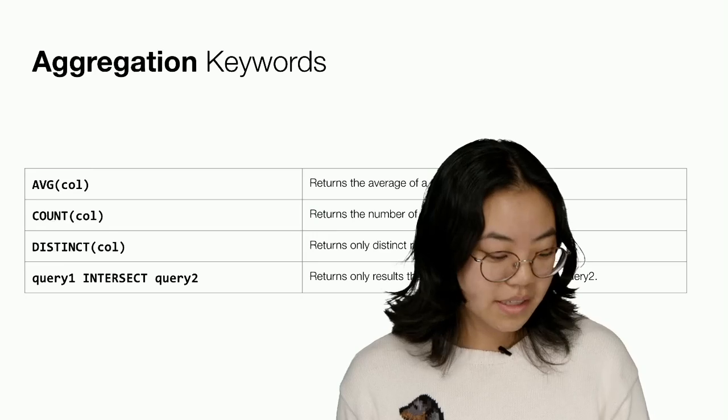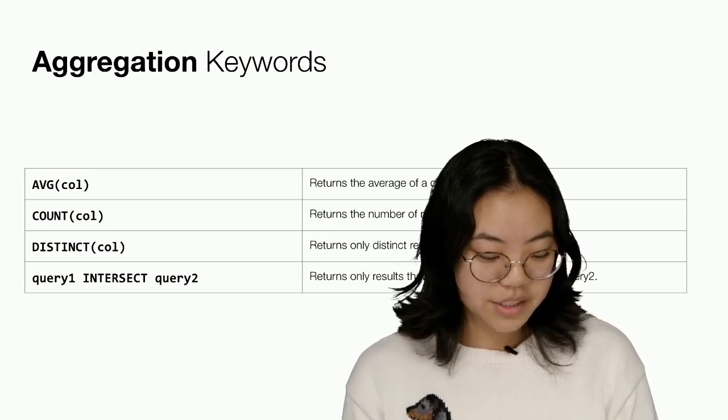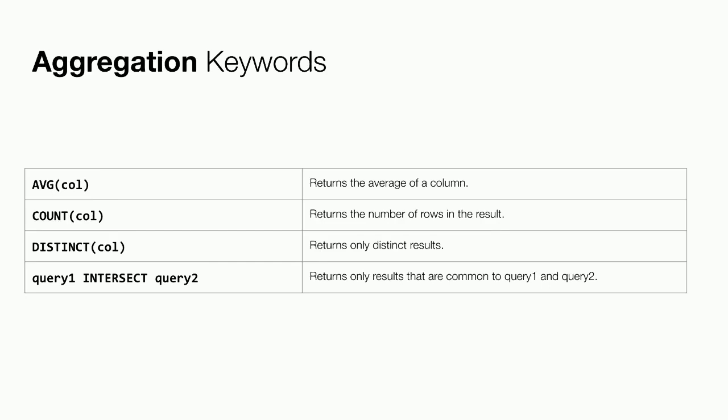A few more of these keywords here. We have average and count, which we just talked about. We also have DISTINCT, which if I pass in, say, name, will only return distinct results. So it won't return any duplicates if there are names of songs that are the same. We also have INTERSECT, which given two queries will only return results that are common to both queries.